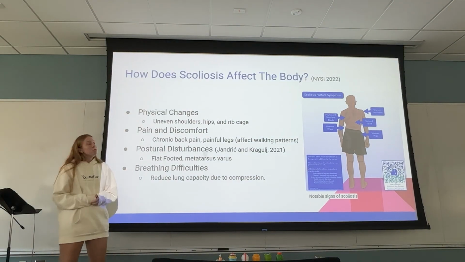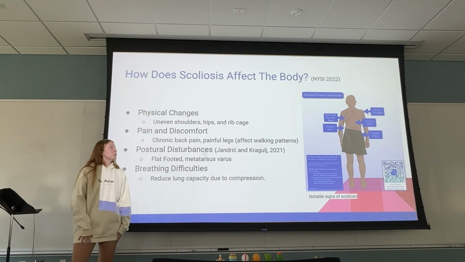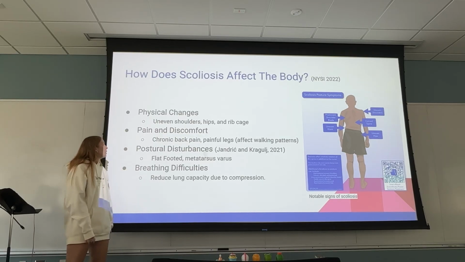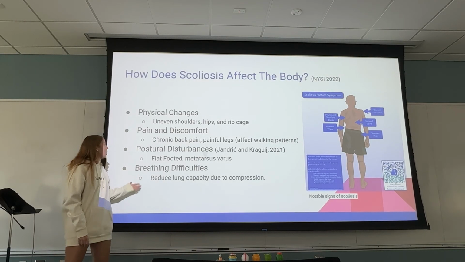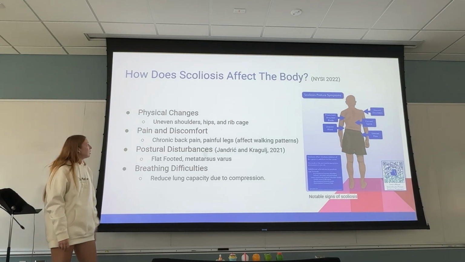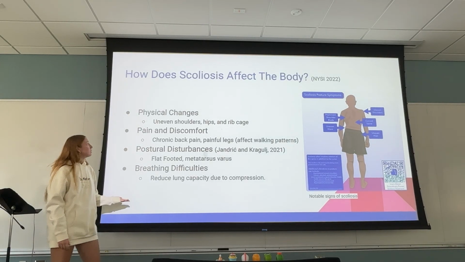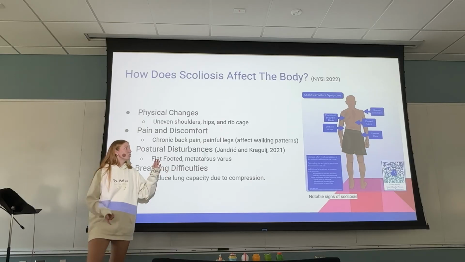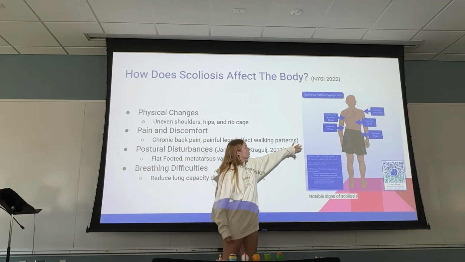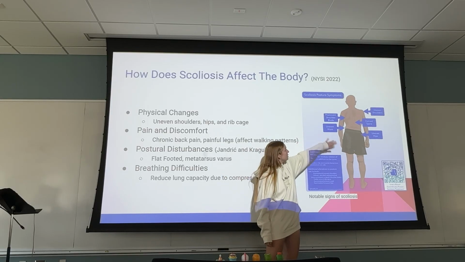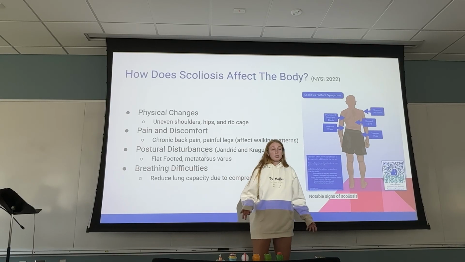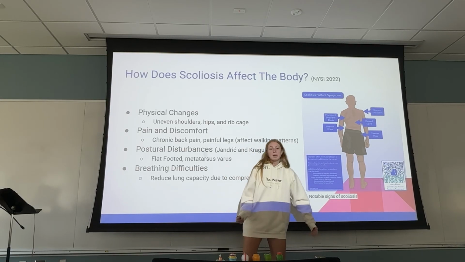So how does scoliosis affect the body? This is with information found from the NYSI. There are many different ways that it can affect the body, but the 4 most common are physical changes, which means uneven shoulders, hips, and rib cage. And here is a picture of scoliosis posture symptoms with the ones that we just talked about: uneven waist, hips, shoulders, the obviously curved spine, and then predominant shoulder blades.